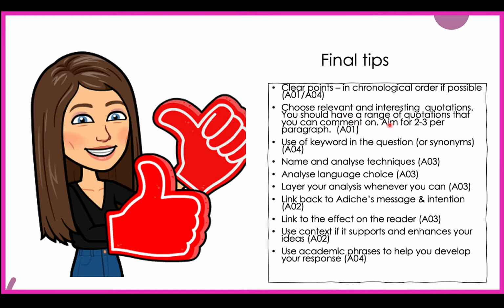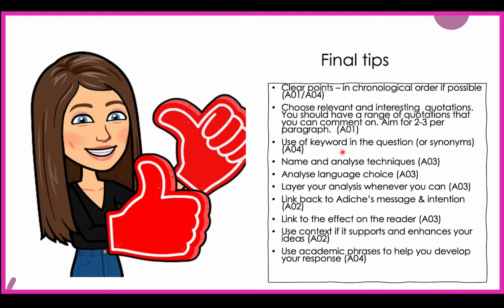Make sure that you're choosing relevant and interesting quotations, again, that you can talk about. You should have a range of quotations that you've got a lot to say about. Aim for 2 to 3 per paragraph or section of your main body essay. Use keywords in the questions or synonyms. So for example, today was significant, so you could also think about important as well.